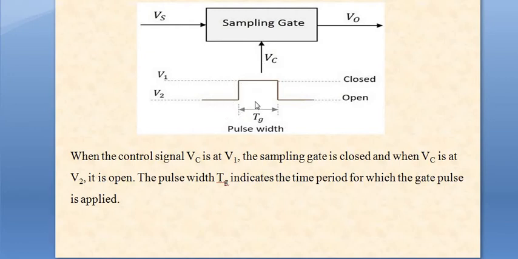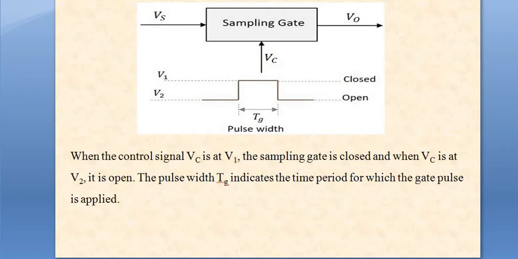Whenever the control signal is at V1, the sampling gate will be closed, and whenever the control signal is VC, the sampling gate will be open, and the pulse width will be TG, indicating the period for which the gate pulse is applied. In this time period only, your input will reach the output, and this output will be the same as your input. After this time, when VC goes to 0, or comes to the closed condition, your output will not be the same as the input, but it will be 0.